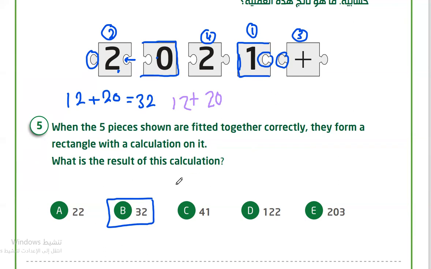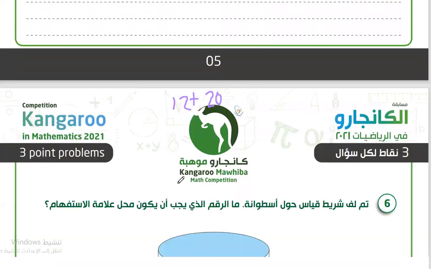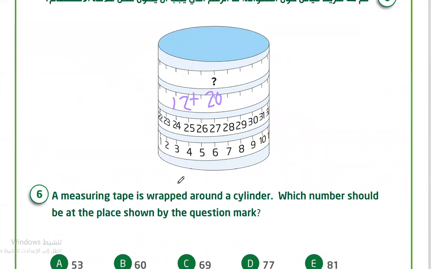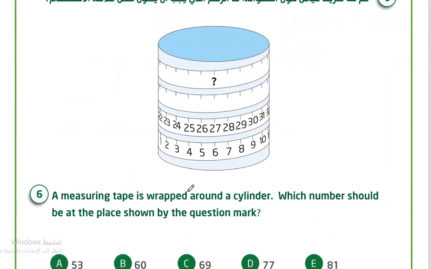Do you understand? Yes, I understand. Okay, we will go to question number 6. Please read. Question number 6 says, a measuring tape is wrapped around a cylinder. Which number should be placed at the question mark?